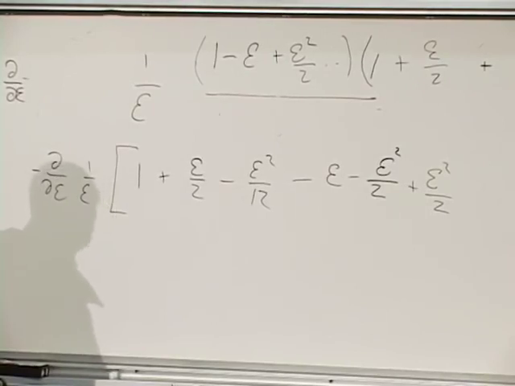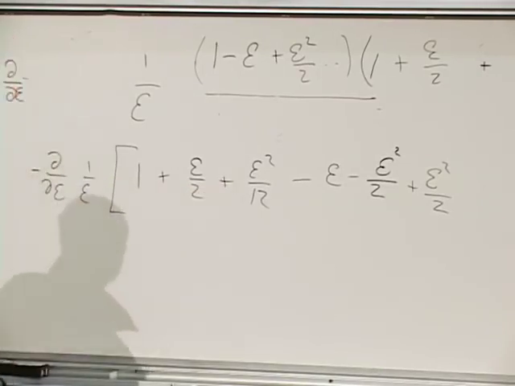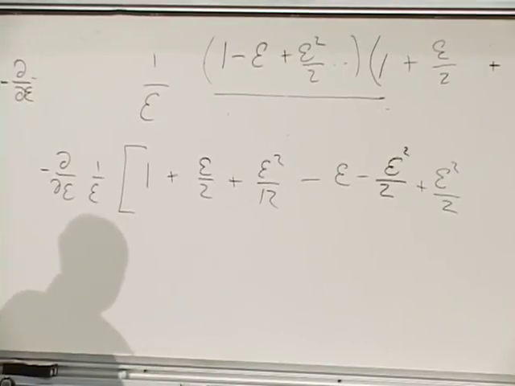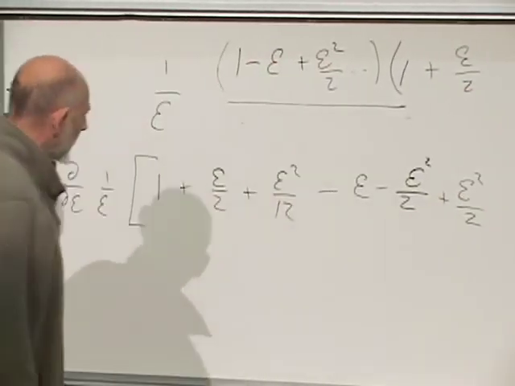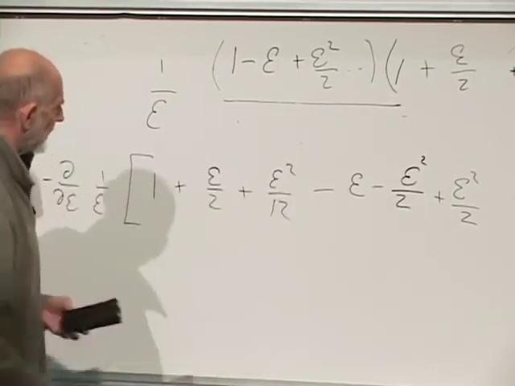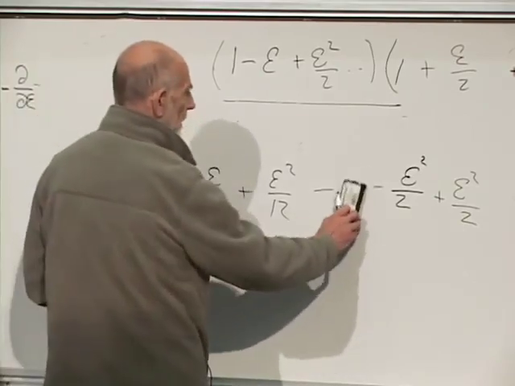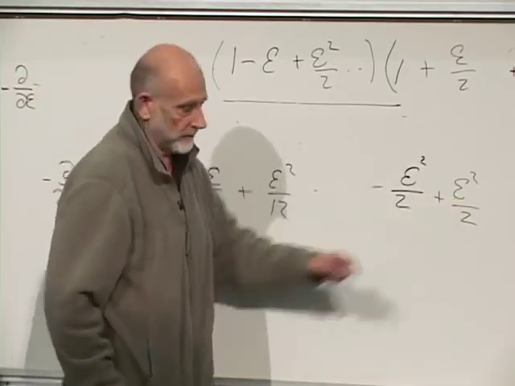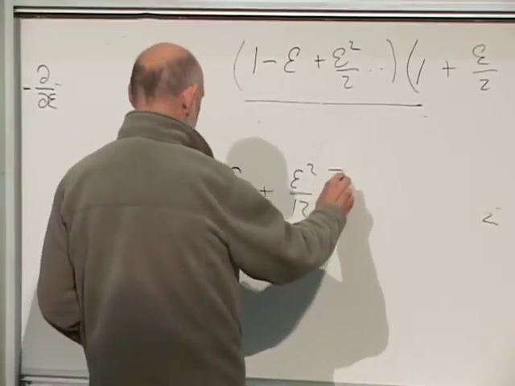Should it be plus? No? I think it should be plus, right? Yeah, right. Looks right. 1 times epsilon squared over 12. Okay, now, epsilon over 2 minus epsilon, that's minus epsilon over 2. We get rid of this. And these two cancel. So there's our formula right there.